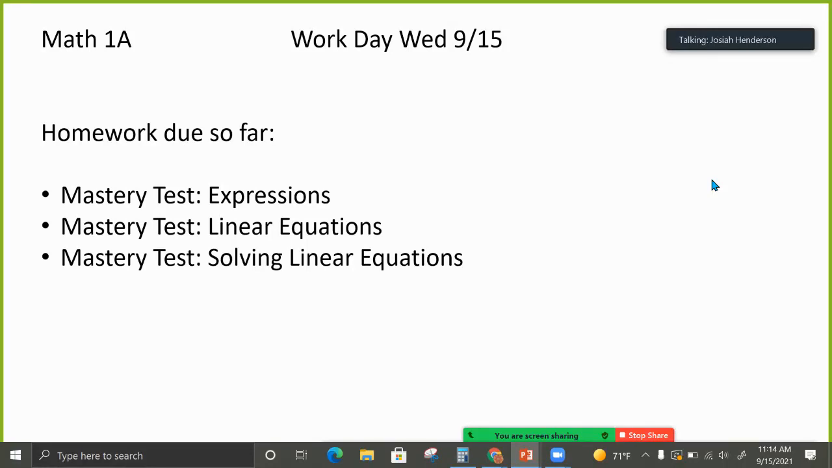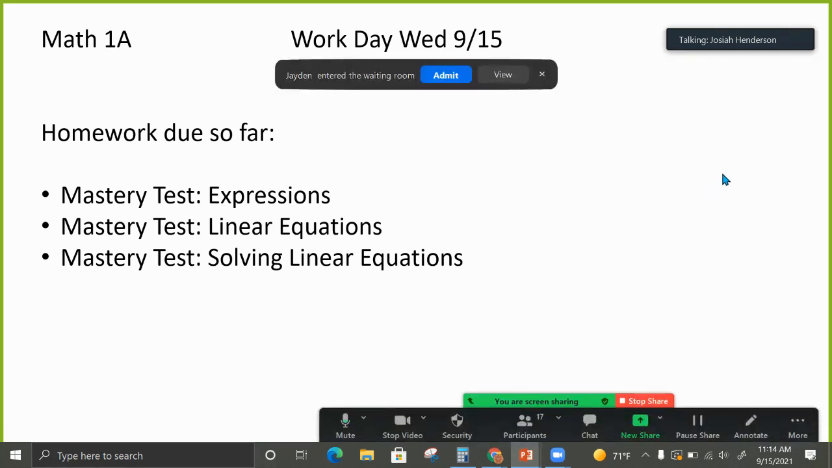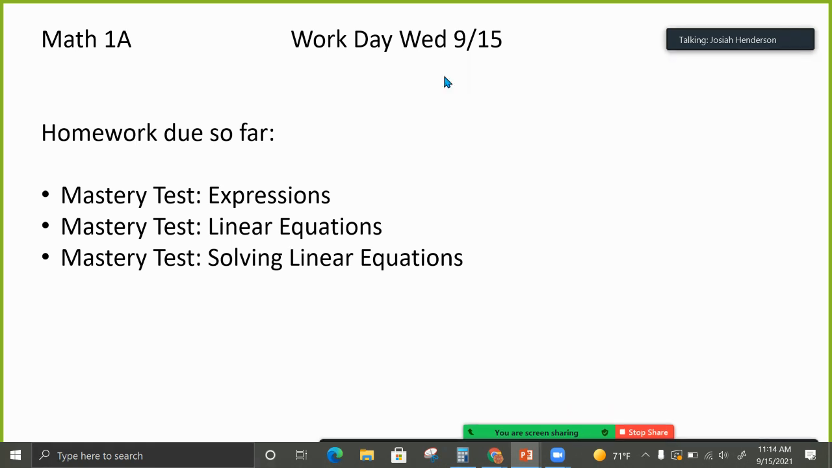The format of this Zoom class with me is that we go over how to do the types of math, and then we have time to do it together as a group. And then if you have any questions, we get on-the-spot tutoring, help, and feedback right away.